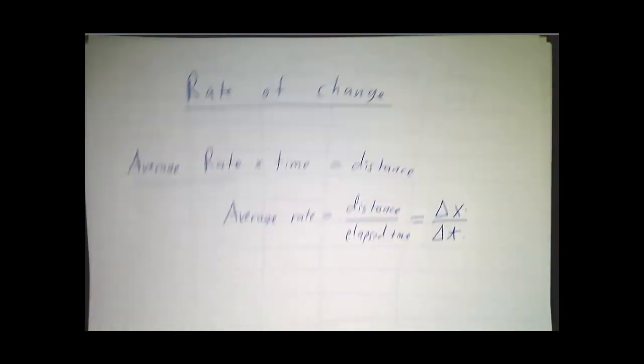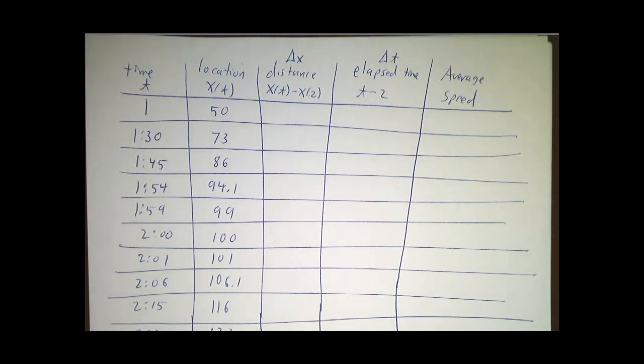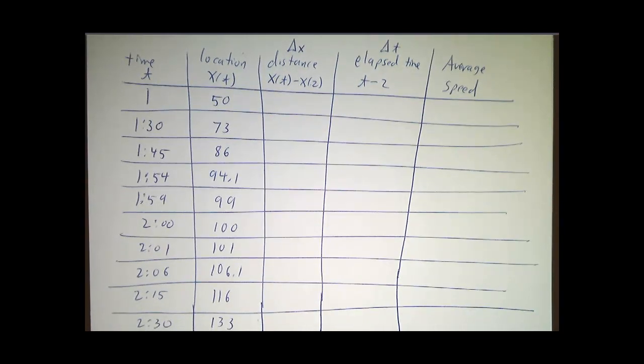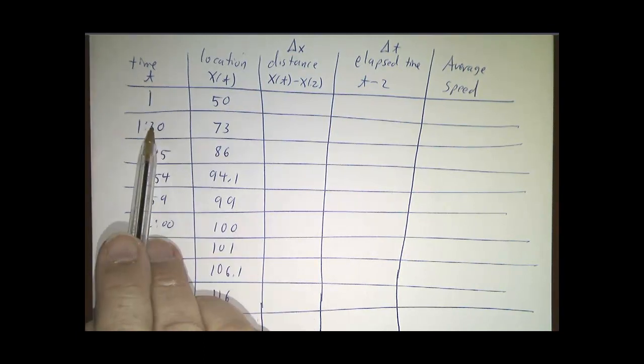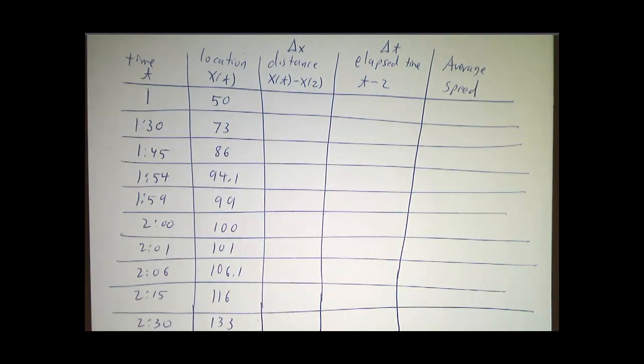So let's look at a specific example. Let's suppose you're driving down the road, and at 1 o'clock you're at milepost 50, and at 1:30 you're at milepost 73, and so on. And you want to know how fast you are going at 2 o'clock.